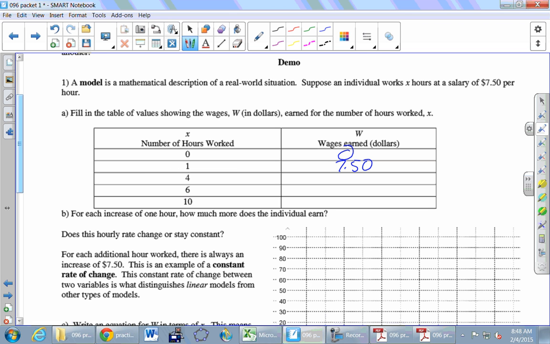Okay, if we work 4 hours, now we have to do a little calculating. What do we need to do with the $7.50? Multiply by 4. So we'll just put off here on the side 4 times $7.50. And that turns out to be 30 bucks. And then we play the same game in the last 2 rows, right? 6 hours at $7.50 an hour turns out to be 45 bucks. And then 10 hours, that's one of the easy ones, right? That's 75.